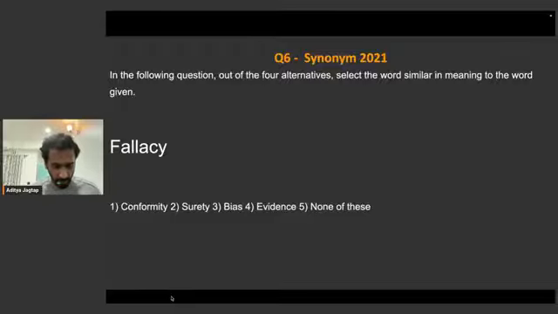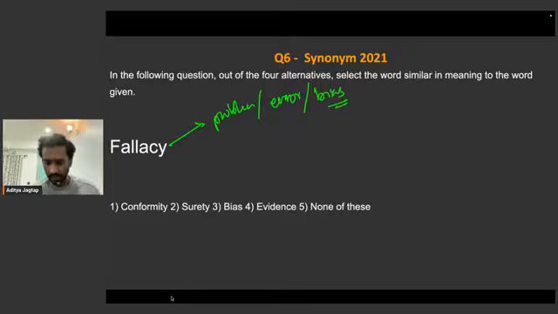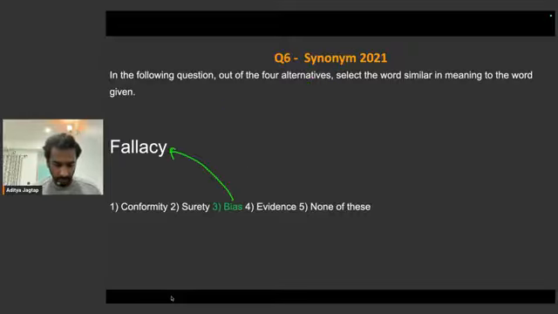Conformity means to follow rules, right? To conform to rules. Surety means certainty. We know evidence what it means, and surety what it means. Bias also we know what it means. But what if we didn't know what fallacy means? Fallacy would mean to literally have a problem, error, or a systemic bias, right? Some internal inherent flaw, a systemic bias or some inherent flaw, right? So bias is the right answer.